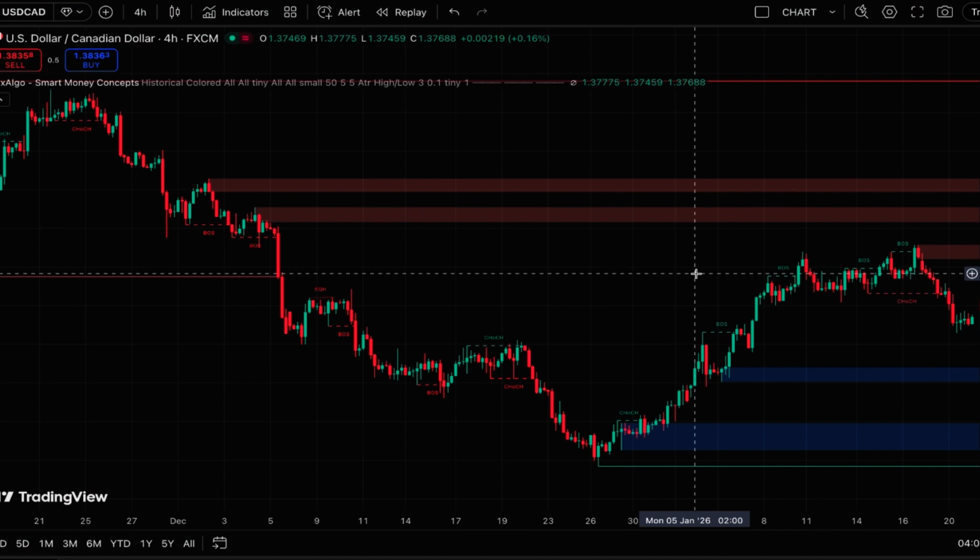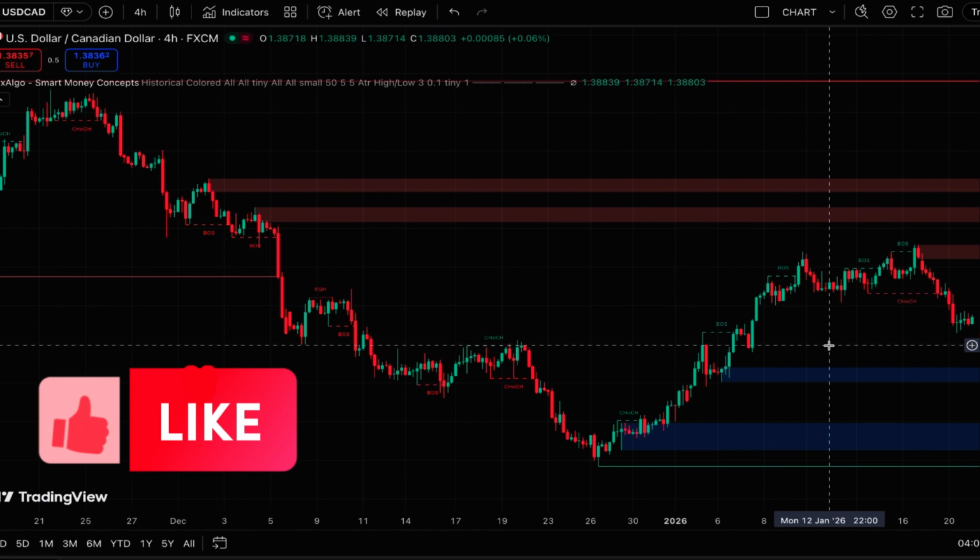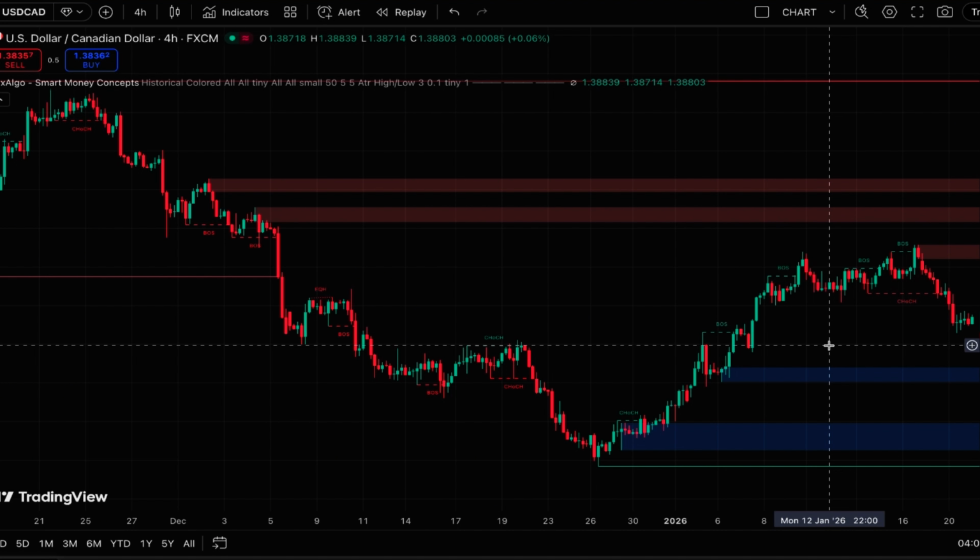Alright, let's see what we have here and how we can use these identified levels for trading. As I said, there are many concepts in this trading method, and this indicator offers the most popular and commonly used concepts in this trading method.